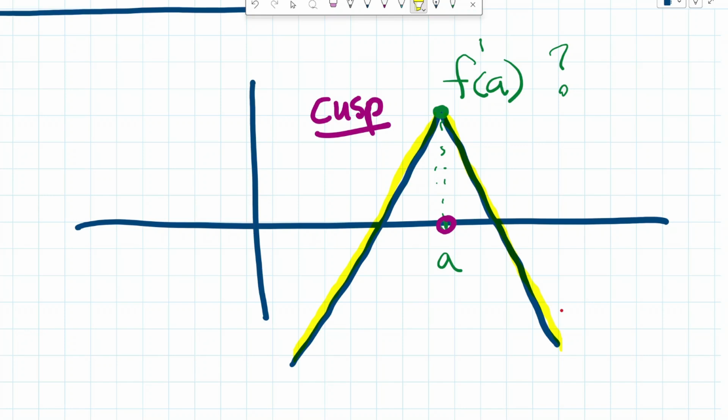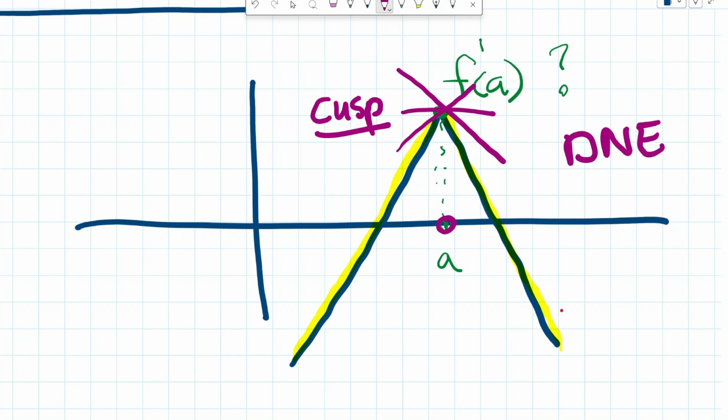So if we think about a derivative as the equation of the slope of a tangent along the point of a curve, at this point, f of A, how would we actually draw the slope of the tangent? Would it look like this? Would it look like this? Would it look like that? We don't know, and we can't know. There's no way to know, and that is why the derivative at f of A simply does not exist. It is non-differentiable at that point.